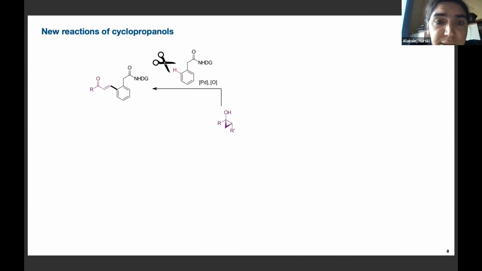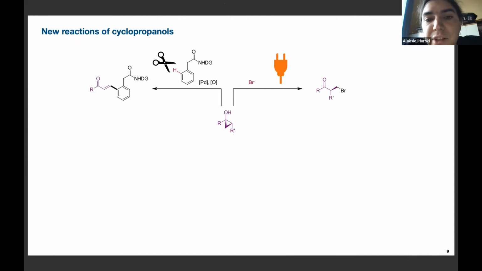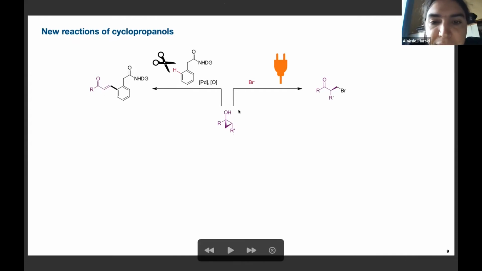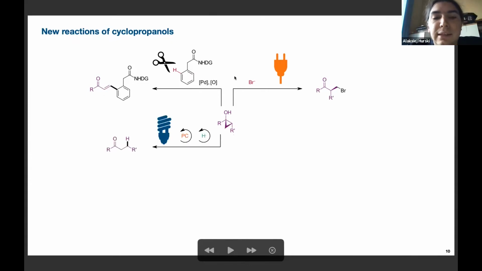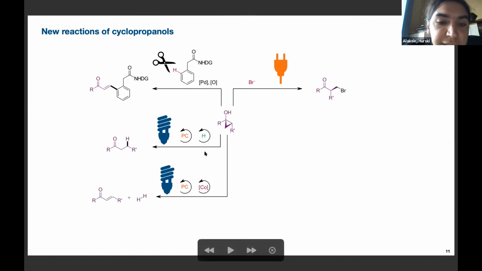We started with a project where we managed to apply cyclopropanol as an equivalent of enone in CH alkynylation reaction. Next, we developed a sustainable protocol for ring opening bromination. This reaction proceeded electrochemically. And then we developed three photochemical reactions: ring opening isomerization of cyclopropanols to linear ketones, and an oxidative ring opening of cyclopropanols, which leads to alpha beta unsaturated linear ketones.